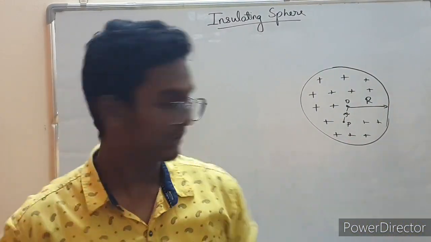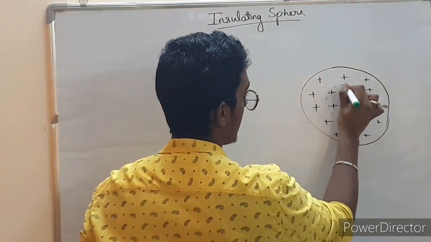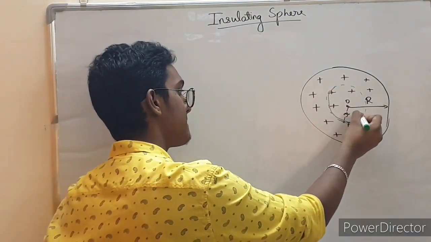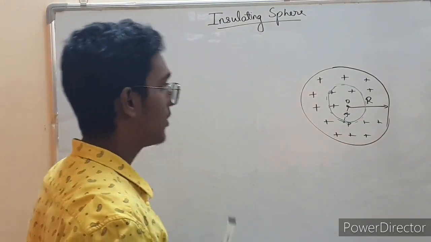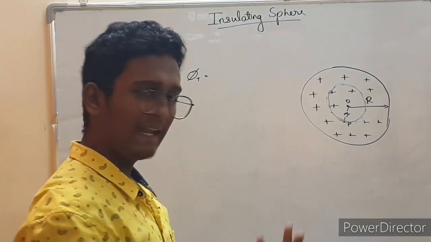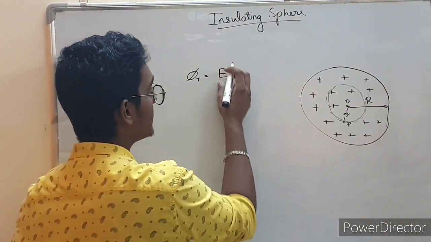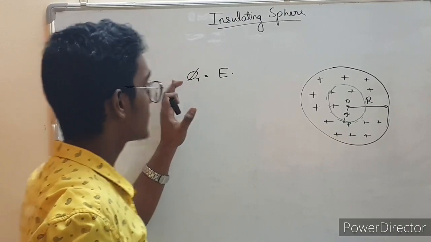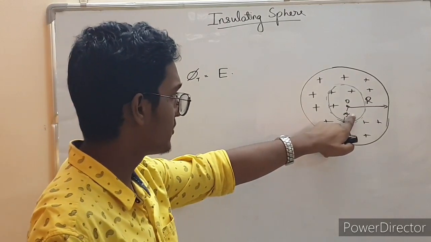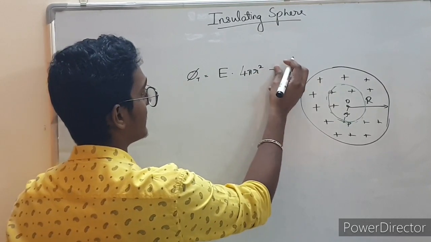I'll draw the Gaussian surface with a different colored marker. Step one is always to draw the Gaussian surface. So this is the Gaussian surface, the green colored circle. Okay, so let's go ahead with the formula. What is the total flux? Total flux equals the electric field times the surface area of the Gaussian surface. The flux is the left hand side, right? The flux is always for the Gaussian surface. So what's the surface area of the Gaussian surface? 4 pi small r squared. Equation number 1.